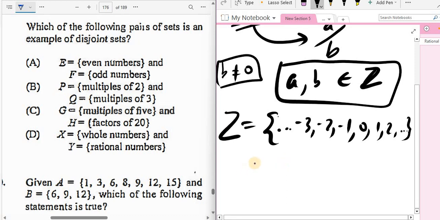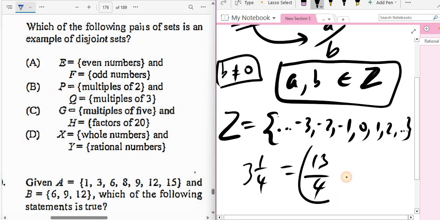3/4. The numerator must be an integer, and the denominator must be an integer. Perhaps, let's see, 4 3s is what, 12? I want 13, so 13 over 4, right? So yes, that's a rational number, because the numerator is an integer, and the denominator is also an integer.